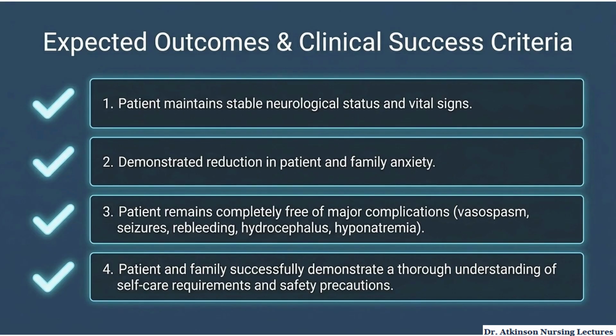We spent a lot of time discussing vasospasm, seizures, rebleeding, hydrocephalus, and hyponatremia because these complications can dramatically worsen outcomes if they are not recognized early. And finally, before discharge, patients and families need to understand safety precautions, medication adherence, follow-up care, and when to seek emergency help. The major takeaway from this entire lecture is this: hemorrhagic stroke is a true neurocritical emergency. Early recognition, aggressive monitoring, rapid intervention, and strong interdisciplinary care can significantly improve survival and long-term recovery.